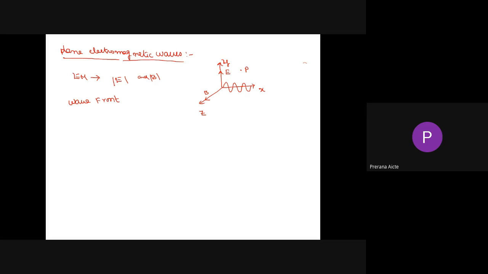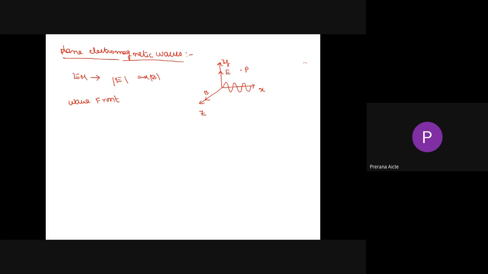Generally, the coordinate systems are of three types: Cartesian, cylindrical, and spherical. In Cartesian coordinates, the variables are x, y, z, whereas in cylindrical coordinates they are rho, phi, and z, and in spherical coordinates, r, theta, and phi. Here r is the radius to a distant point, theta is the polar angle, and phi is the azimuthal angle.